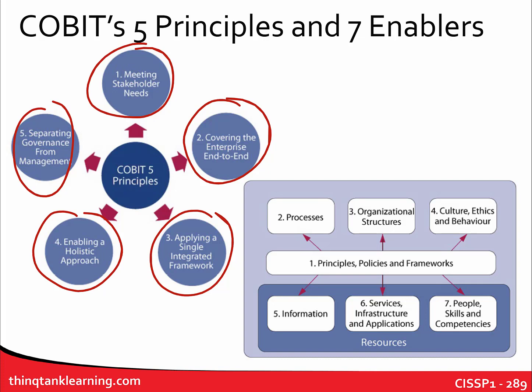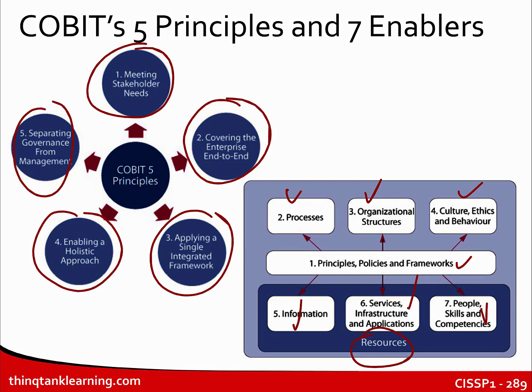And then on the bottom right here, we see the 7 enablers. The principles, policies, and frameworks will result in the different processes, and the different organizational structures will help define the culture and the ethical behavior of individuals within the organization. Of course, we're going to collect information that allows us feedback to all of this, because these are our resources. What are the services that we're running? What does our infrastructure look like? What do our applications look like? What kind of people do we have? What are their skills? What are their competencies? And that's why those are called resources, because they provide input to this process. The arrows are kind of in the wrong direction, but they provide input to this process. Okay.